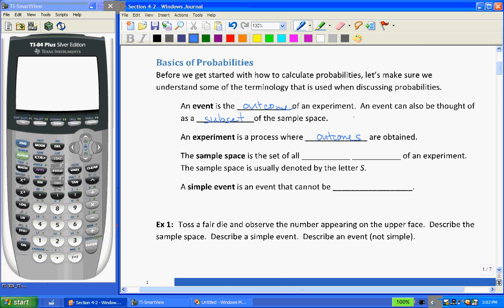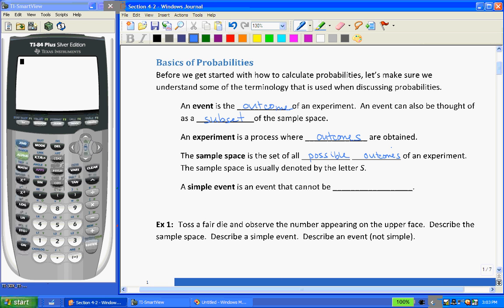The sample space is the set of all possible outcomes of an experiment, and it's usually denoted by the letter S. So this is everything that could happen. So there are 52 different cards in the deck, from hearts and spades and face cards and all different things. Those are all the possibilities. I might be interested in something very specific, but that's what's possible.